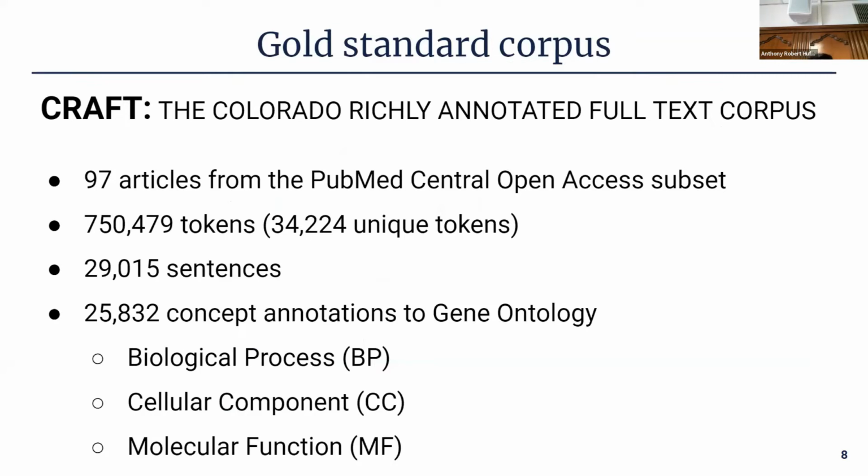for automated text curation tasks. It has around 29,000 sentences and pretty much covers around 25,000 concept annotations related to Go ontologies. So that's the reason why we decided to go with this data set.